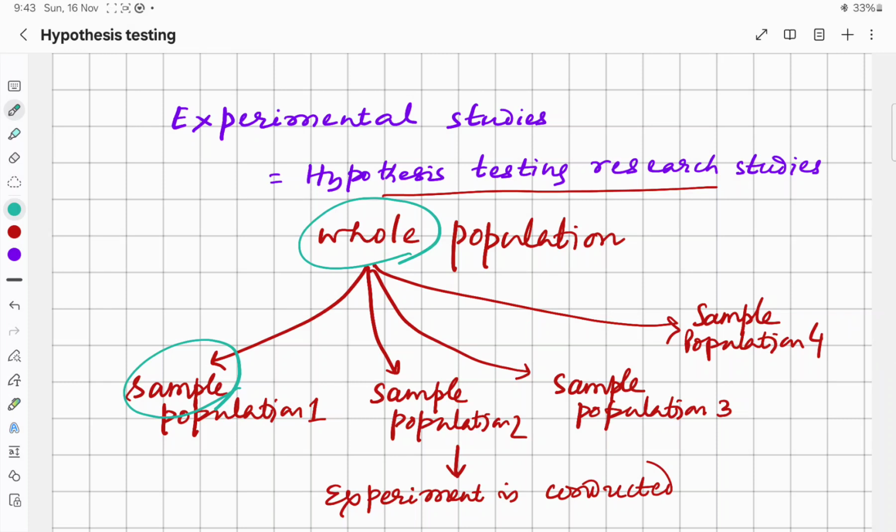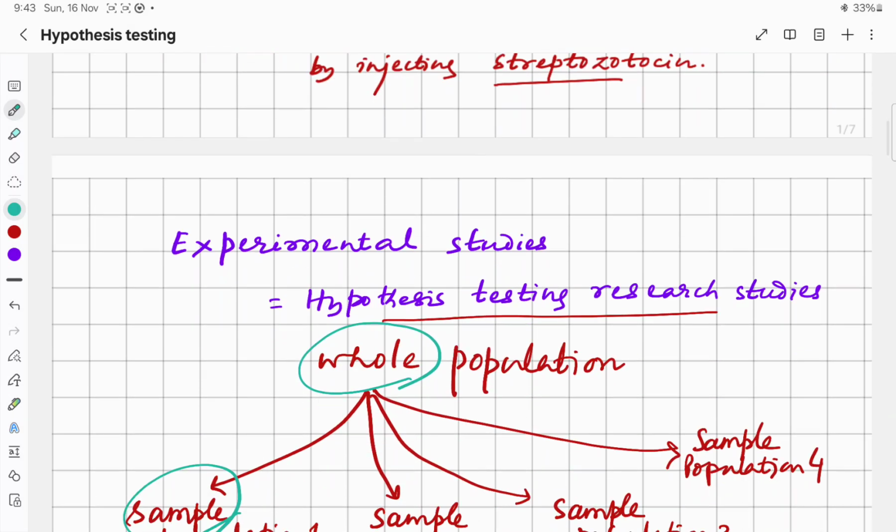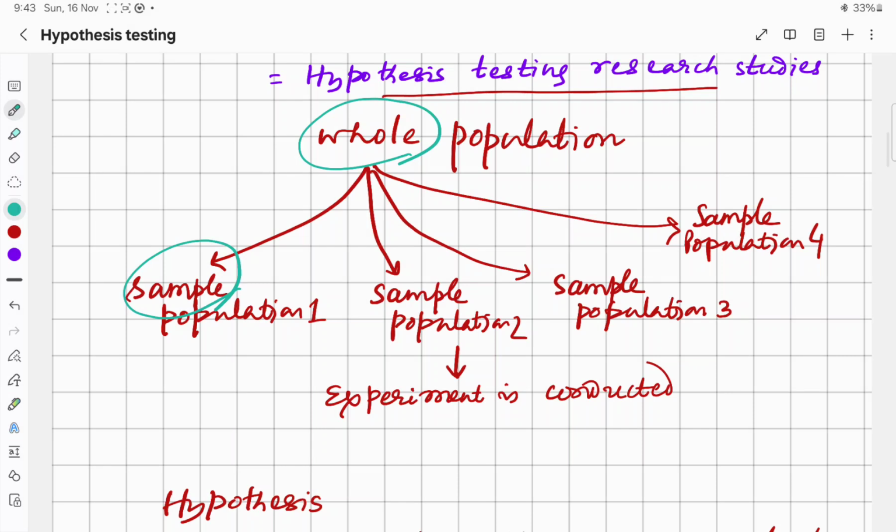Suppose in the above example of screening the anti-diabetic activity of a drug, say we divide the animals into 4 groups. So control, negative control where we will induce diabetes by streptozotocin only, and say standard group, standard plus streptozotocin, and the test group streptozotocin plus the test drug. So 4 groups means we have 4 sample populations taken from the whole population.